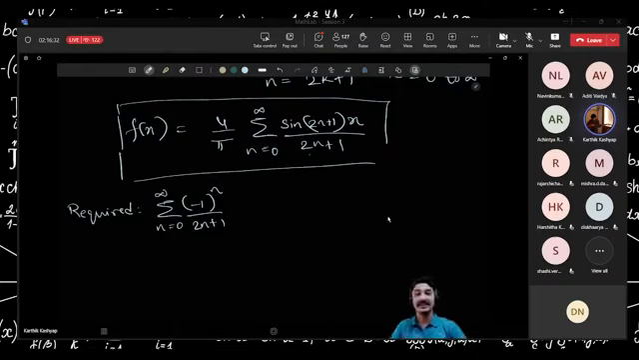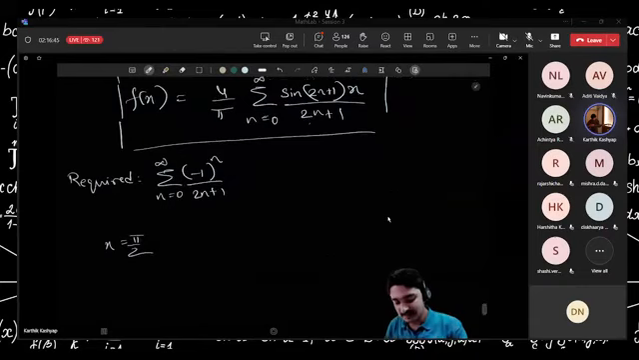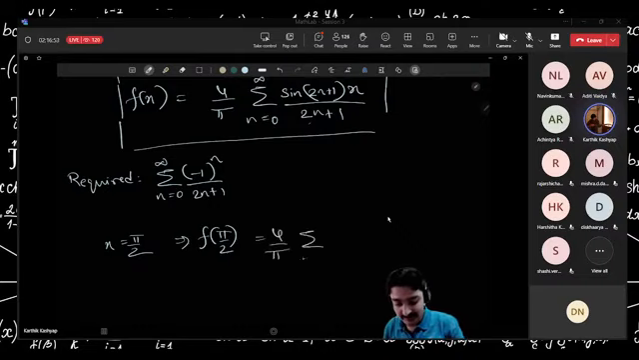This value for sine would be x is equal to pi by 2. So sin pi by 2 is equal to 1, sin 3 pi by 2 is equal to -1, sin 5 pi by 2 is 1, and so on. So let's put x is equal to pi by 2 in this Fourier series. We'll get pi by 2 is equal to 4 by pi times the summation n is equal to 0 to infinity sin (2n plus 1) times pi by 2 divided by 2n plus 1.